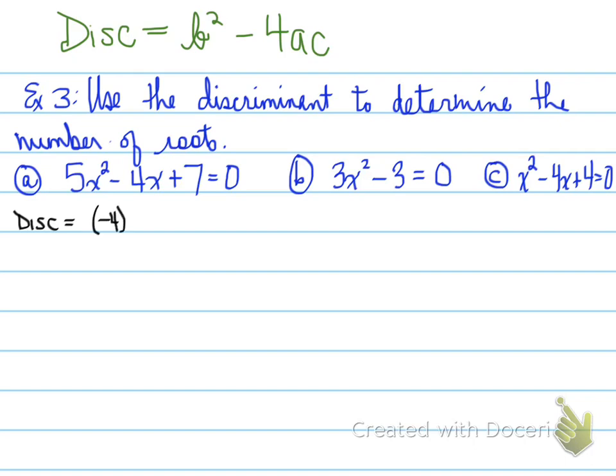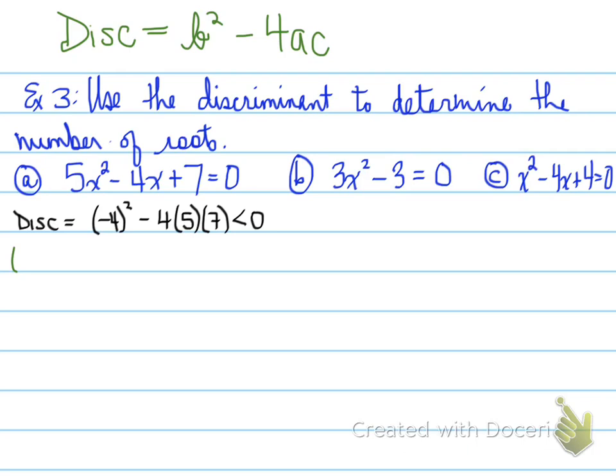So the discriminant in this case is b squared, which is negative 4 all squared, minus 4 times 5 times 7. So it will be 16 minus 140, which is less than 0. It doesn't say we need to know the discriminant. In this case, all you have to do is use it to determine the number of roots. Sometimes you'll be asked to determine the discriminant, then determine the number of roots. If that's the case, you need to find the value of the discriminant.